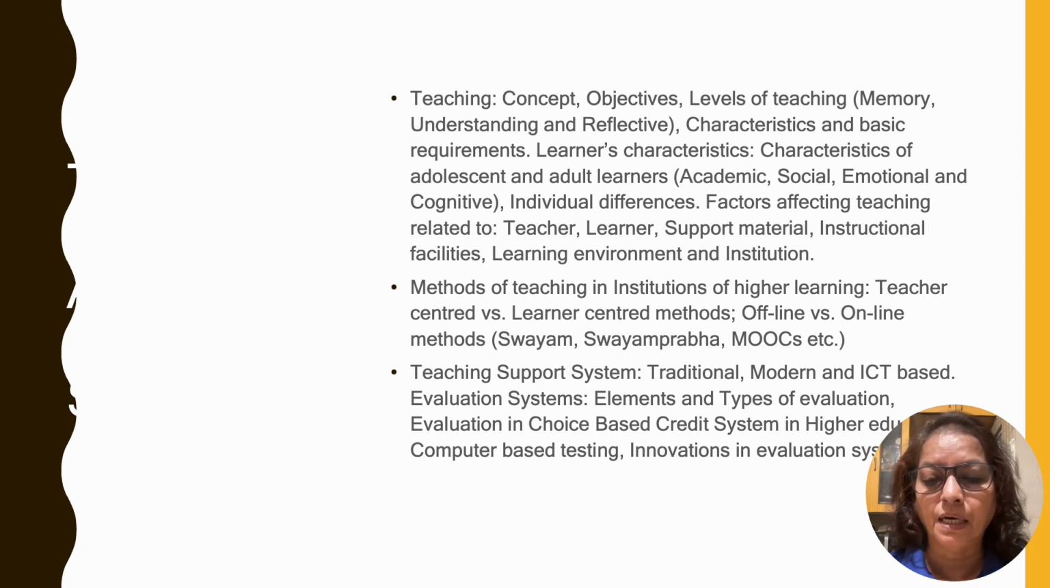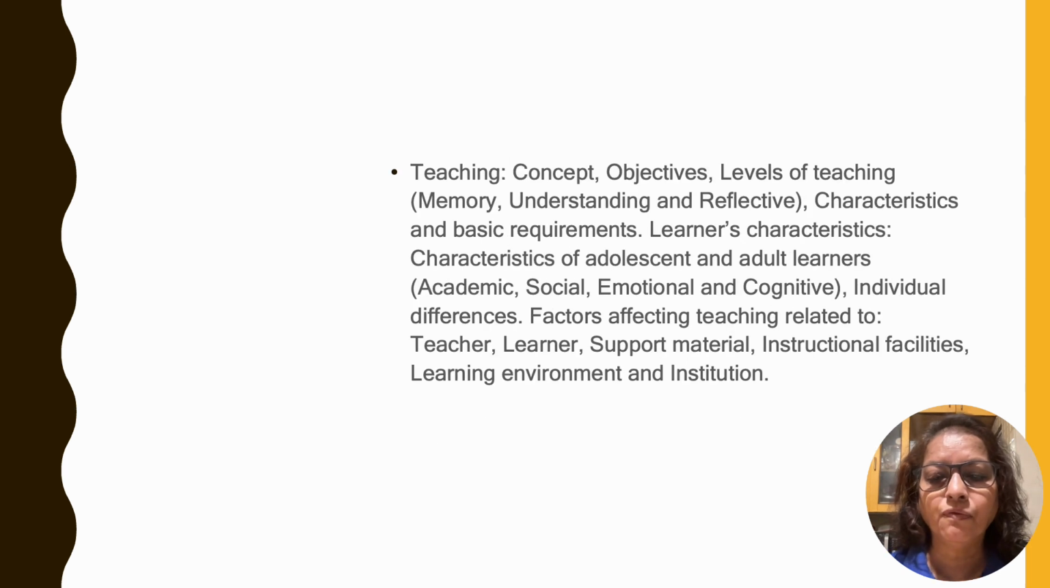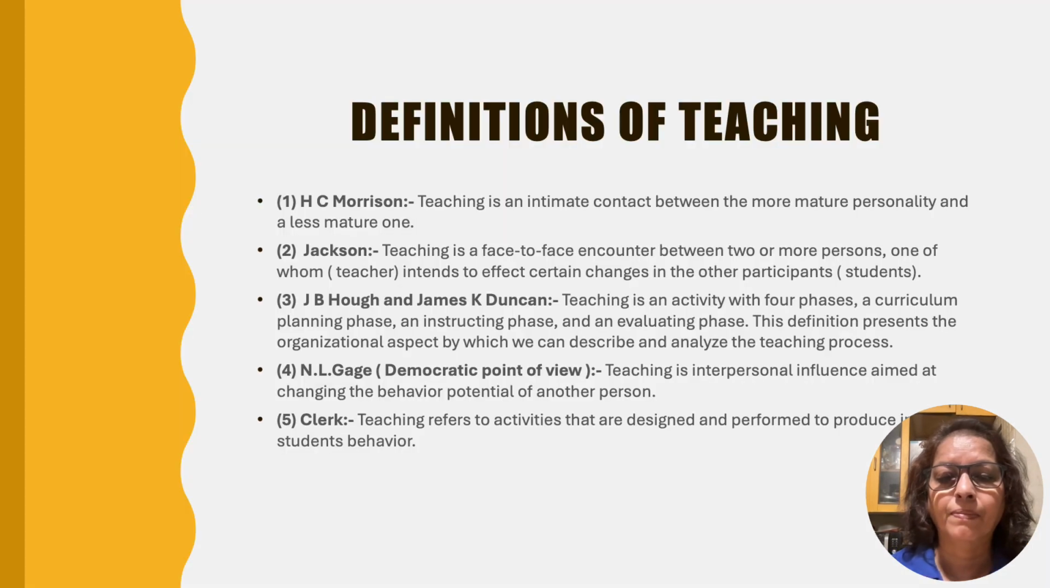This is the entire syllabus of teaching aptitude. As you can see, there are 3 modules. I am going to tackle each module. This is the first module where you have teaching the concept, objectives, levels, characteristics. Then you have the learner's characteristics. You have characteristics of adolescent and adult learners, individual differences, and learning environment and institution.